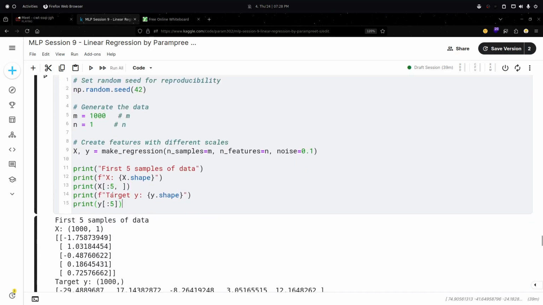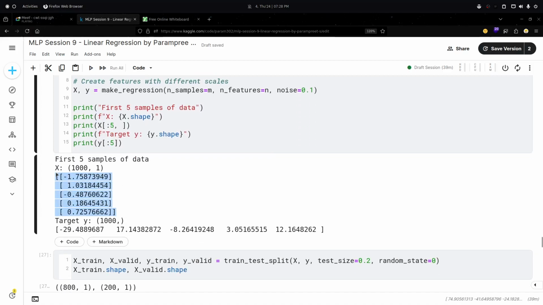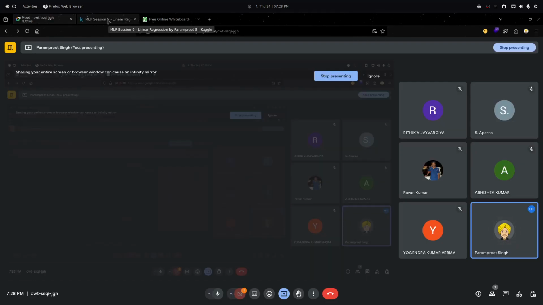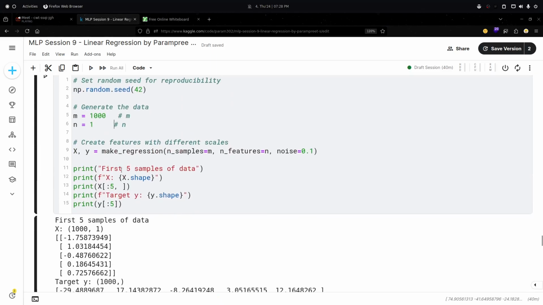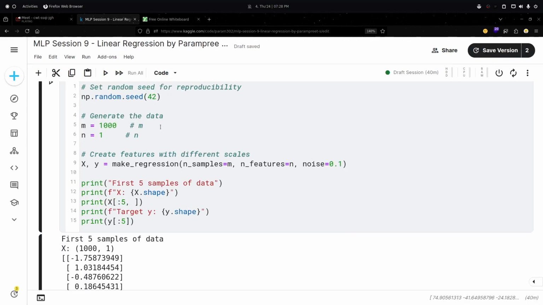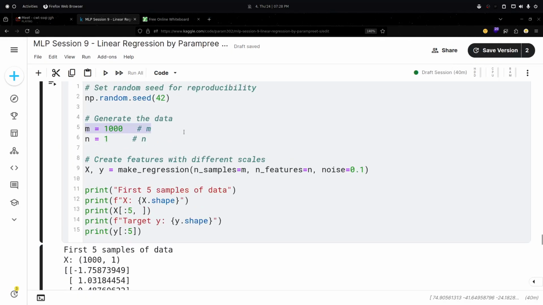Sorry. Here we are generating 1000 samples, x and y with only one feature, n equals 1. This is the sample data for x, and this is the sample for y, which is our target label. Is this clear? No, sir. x only having 1000, in the first array, what is that? It is m. M is the number of training examples we have. Let me zoom it more. Now it is clear.